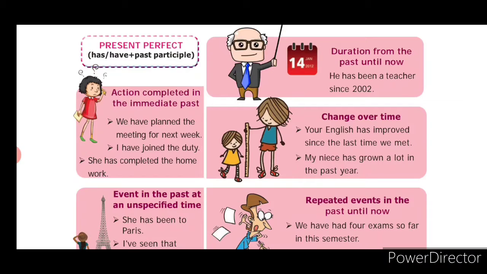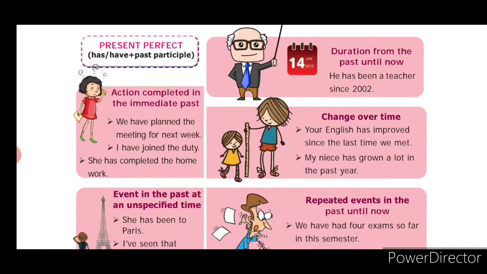Okay, so what is the structure of present perfect tense? Have, has plus past participle. Now let us see where this present perfect tense is used. This tense form is used for the past action that has some relation or effect at the present time. It might have completed in the past, but it continues its relation or effect at the present time also. See here, duration from the past until now.